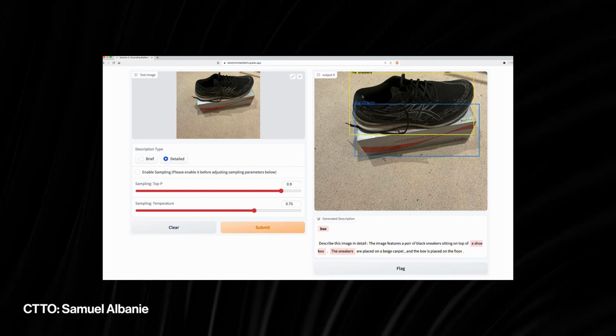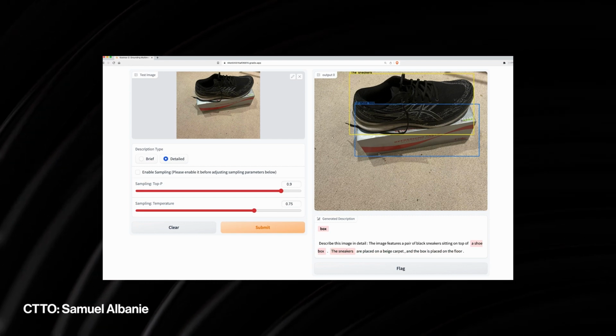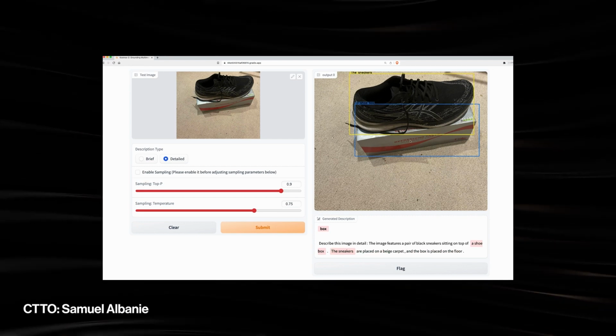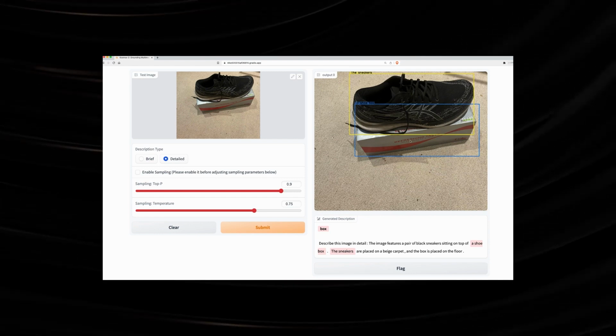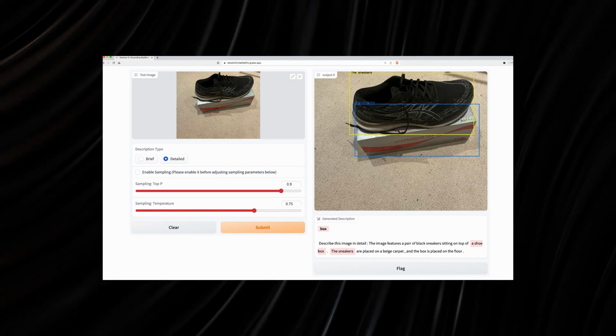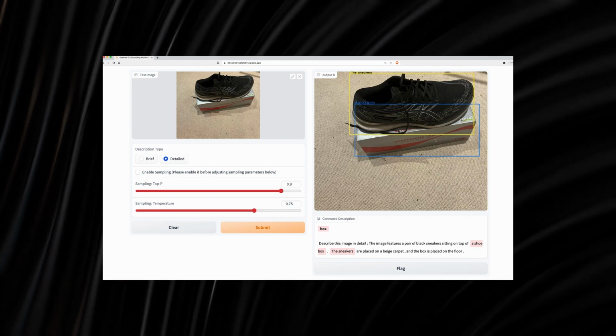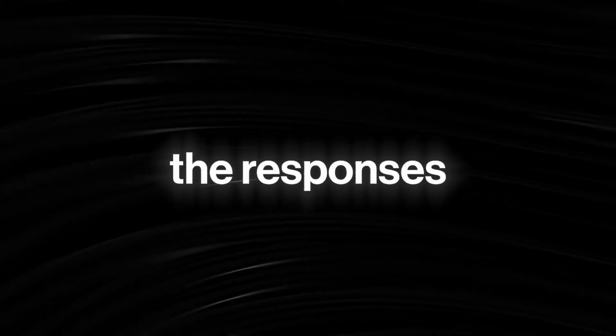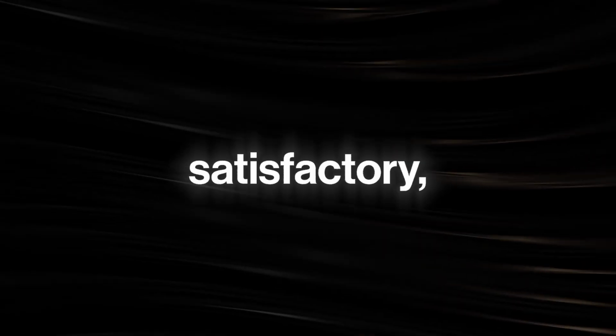Essentially, the model was correct in all of its descriptions except for the part where it says a pair of sneakers and shoebox, because clearly there's only one shoe in the image, and the box underneath the shoe is not a shoebox. Instead, it's a box of multi-pack Diet Coke and other products from the Coca-Cola brand. But other than these small errors, all of the responses generated by KOSMOS 2 were satisfactory.